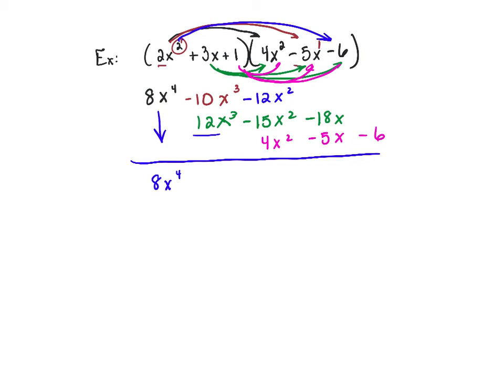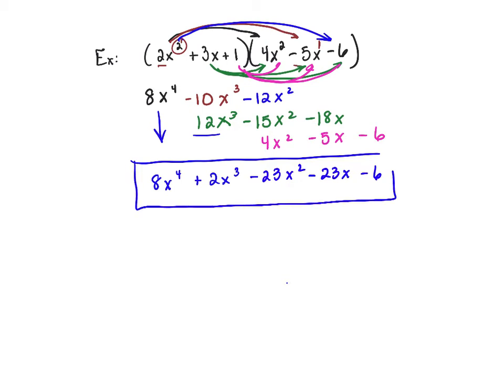-10 plus 12, that's +2. Here I've got -12 minus 15, -27, plus 4, so that's -23 x squareds. -18, take away 5 more, is -23 x's, and then -6. I don't have any like terms, and so I've multiplied those together.